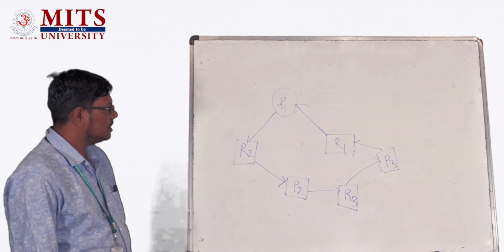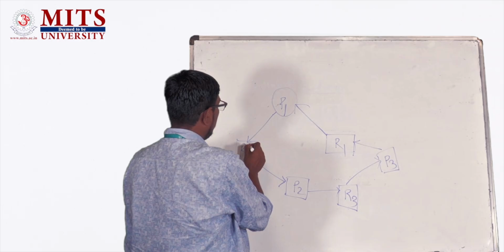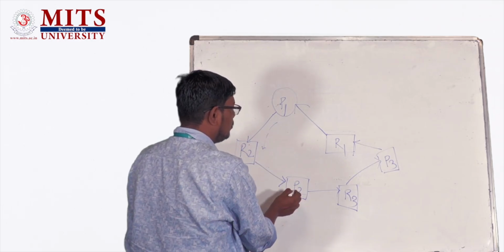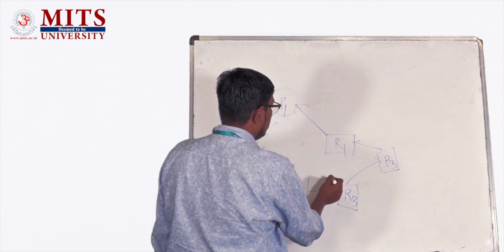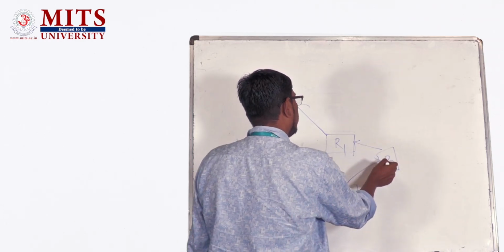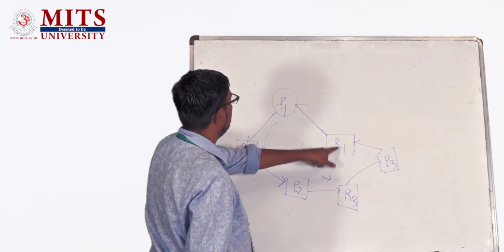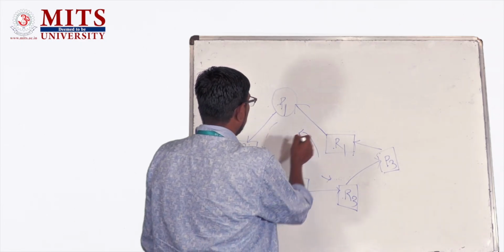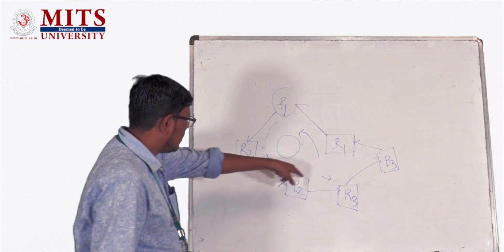So in this condition we see that process P1 requests R2 which is held by process P2. Process P2 requests R3 which is held by process P3. Process P3 requests R1 which is held by process P1. So there is a circle. Here we check that a circle is made.